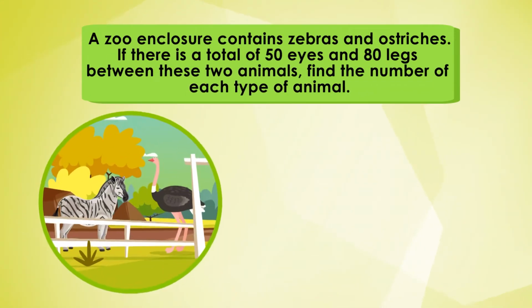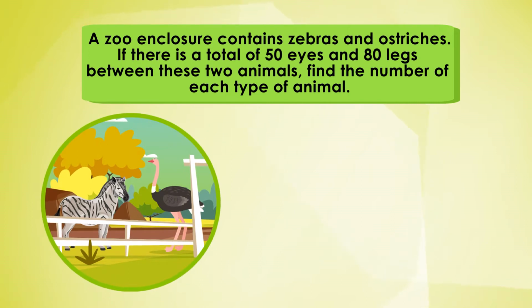Firstly, let's take a look at how we can form simultaneous linear equations and represent them graphically. Consider the following problem. A zoo enclosure contains zebras and ostriches. If there is a total of 50 eyes and 80 legs between these two animals, find the number of each type of animal.